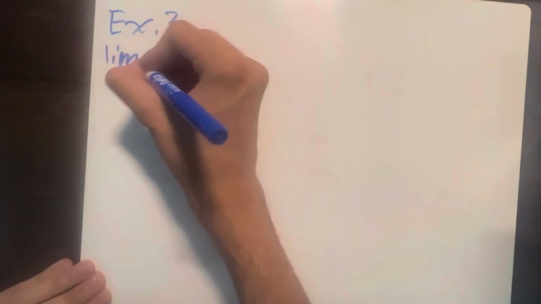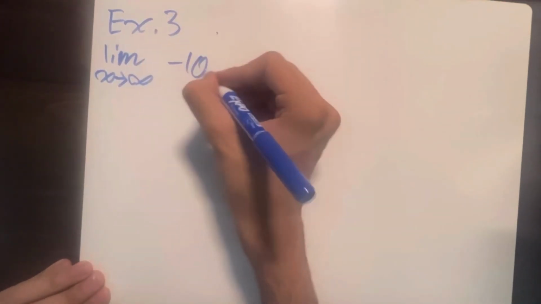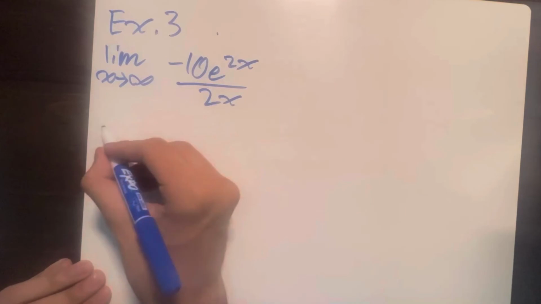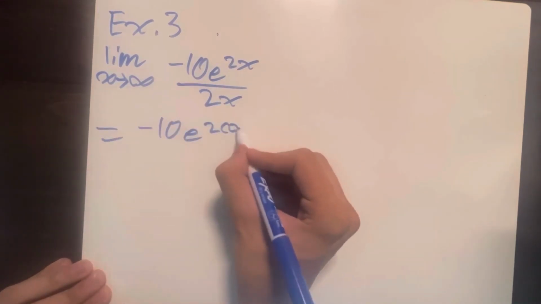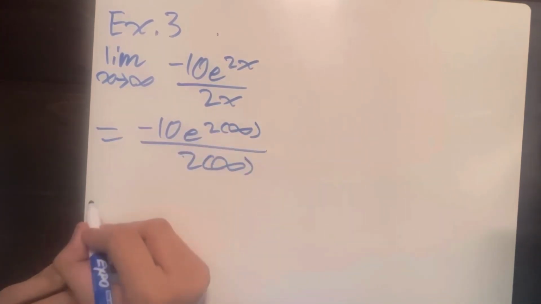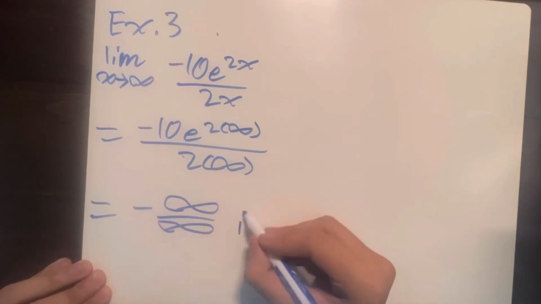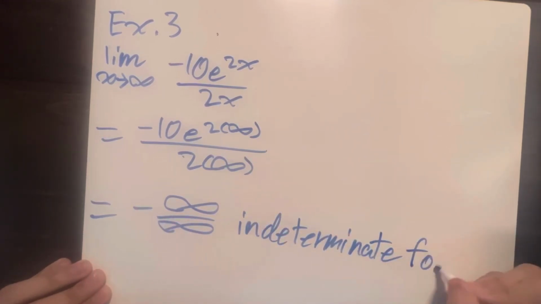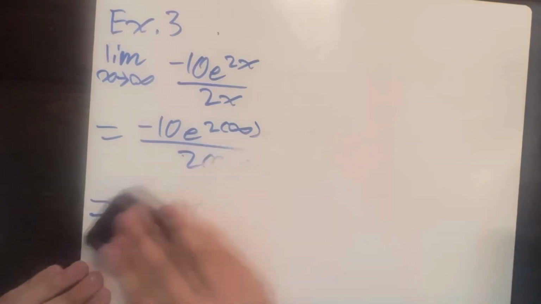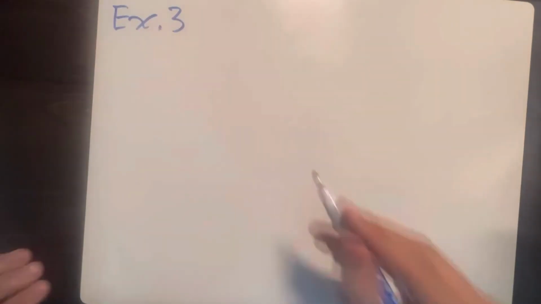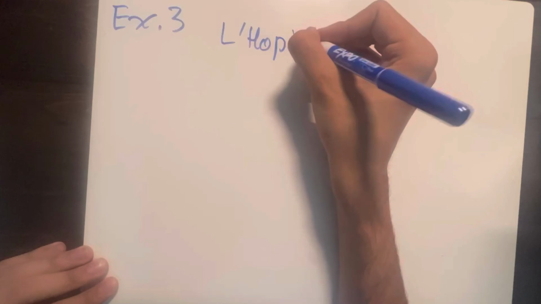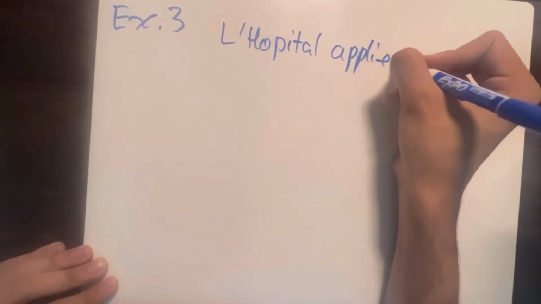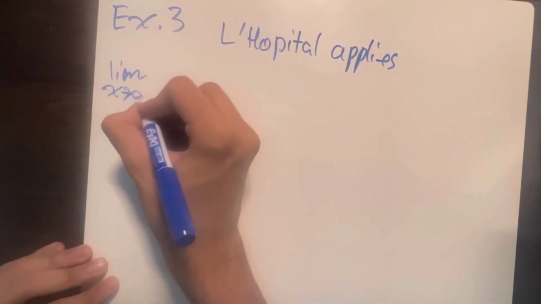Take the limit of negative 10e to the power of 2x over 2x by plugging infinity into x. You should get negative infinity over infinity, which is an indeterminate form. Since we got the indeterminate form negative infinity over infinity again, L'Hopital's rule applies.